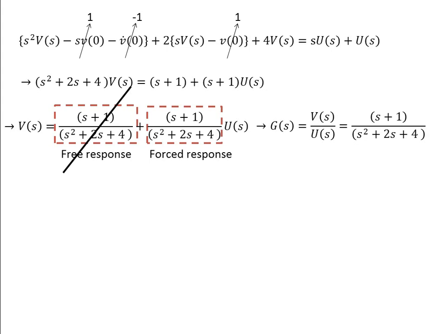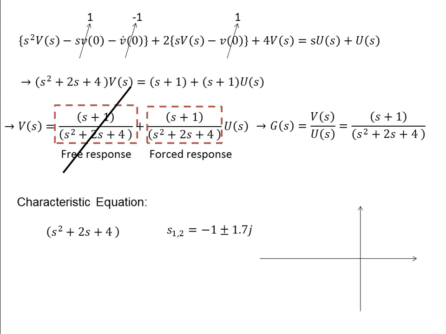In the second part, we are asked to sketch the location of the poles. As you know, the poles are the roots of the denominator, or characteristic equation. By finding the roots of the characteristic equation, we see that we have two complex conjugate roots equal to minus 1 plus or minus 1.7j. If we sketch the poles on the complex plane, as shown here, because both poles are on the left-hand side of the imaginary axis, the system is stable.